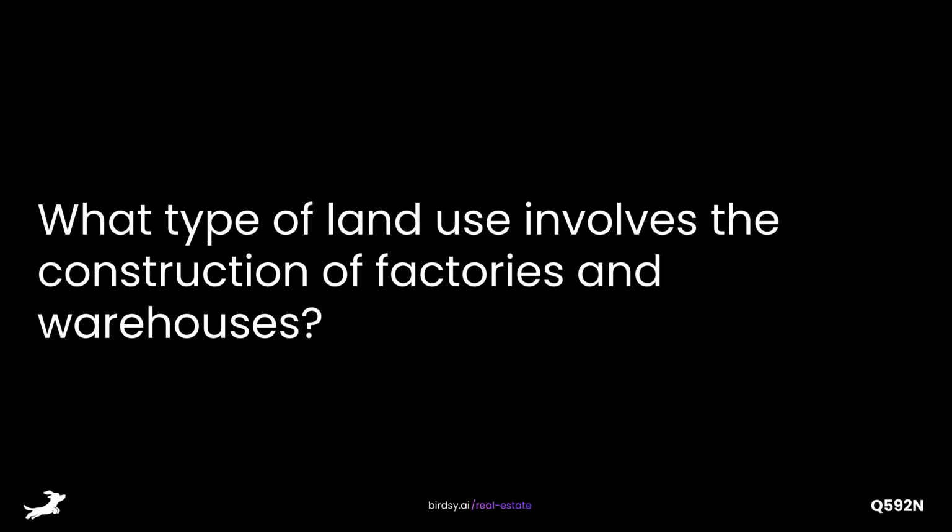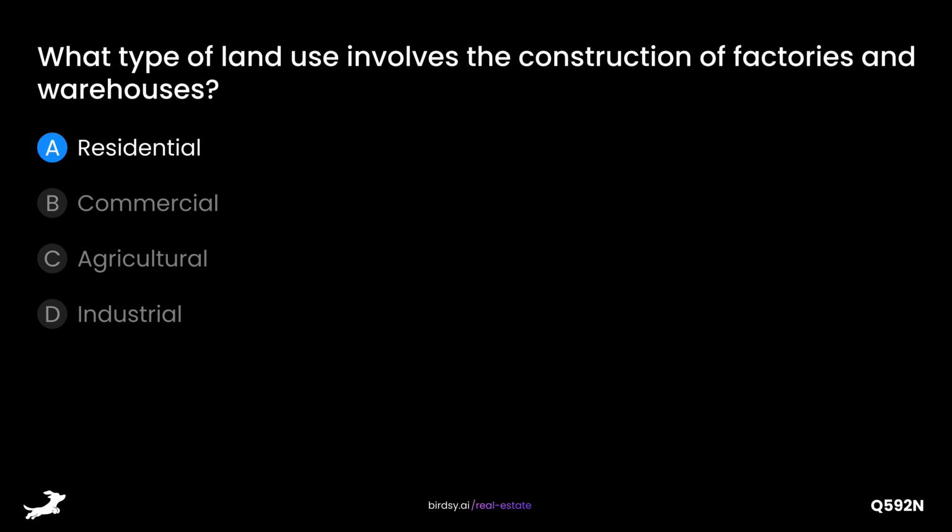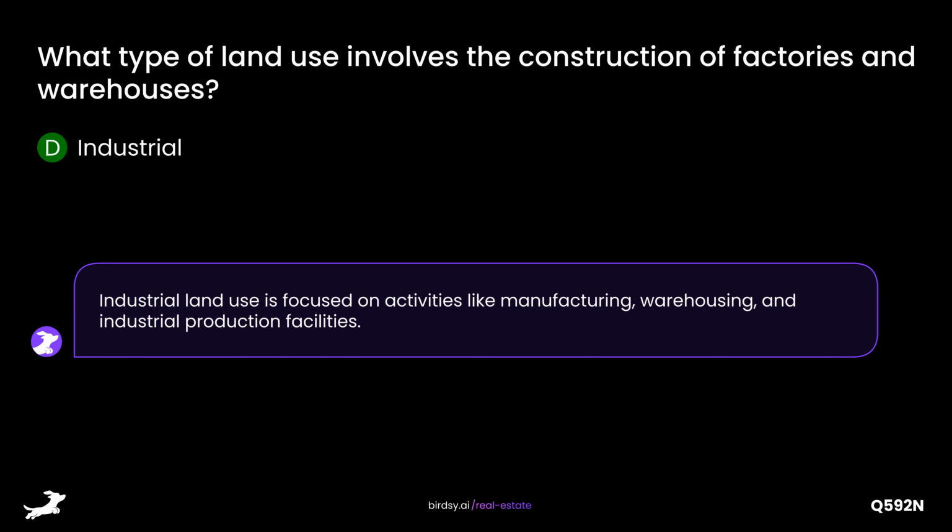What type of land use involves the construction of factories and warehouses? Is it A, residential, B, commercial, C, agricultural, or D, industrial? The answer is D, industrial. Industrial land use is focused on activities like manufacturing, warehousing, and industrial production facilities.